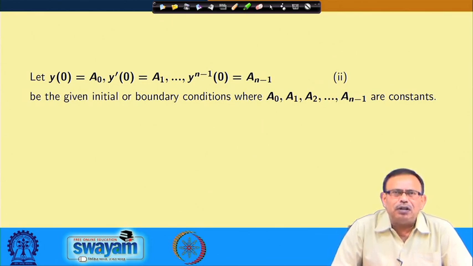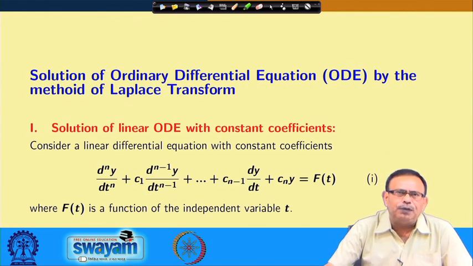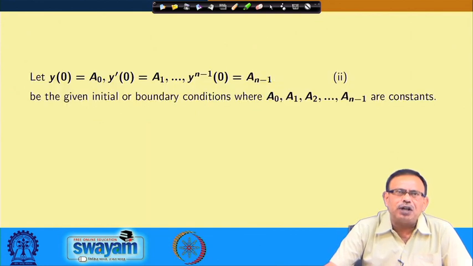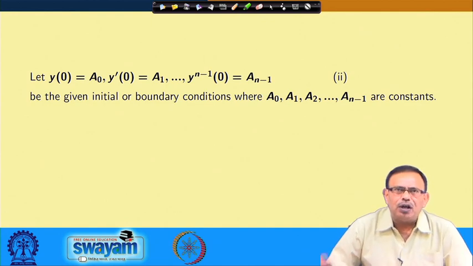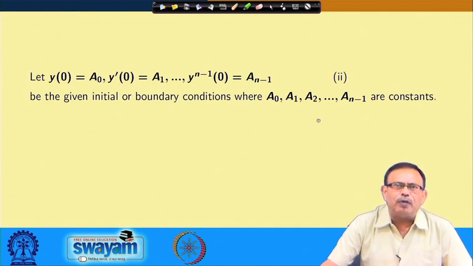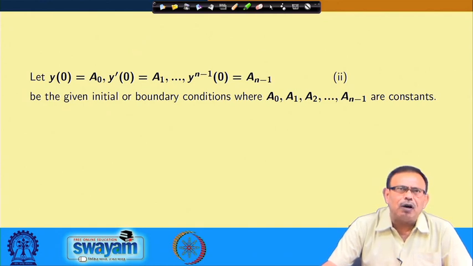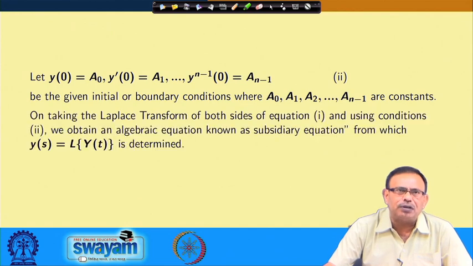So, effectively, if I have the power n, that is d^n y/dt^n is coming, then the number of constants should be n. Depending upon the value of n, n such constants will be appearing, and n initial or boundary conditions will be given, so that we can find out the values of those coefficients.